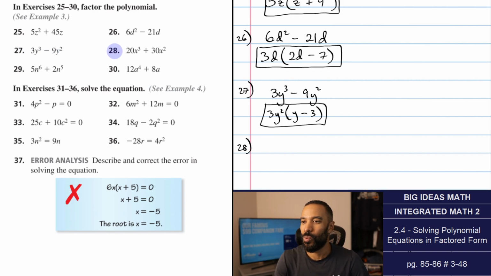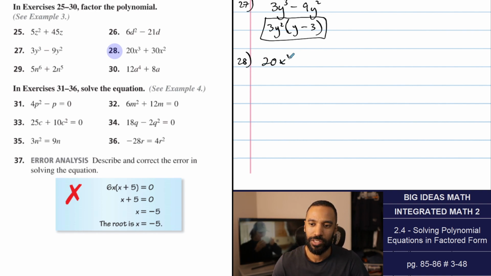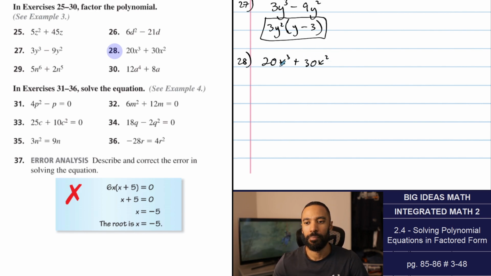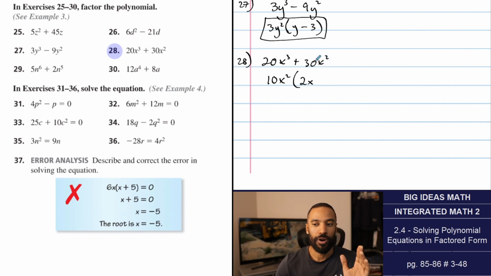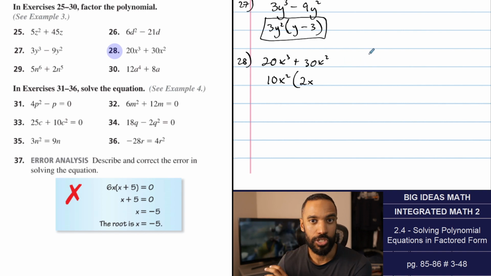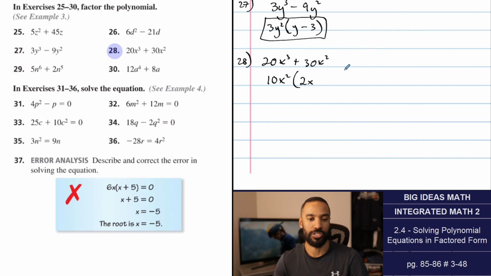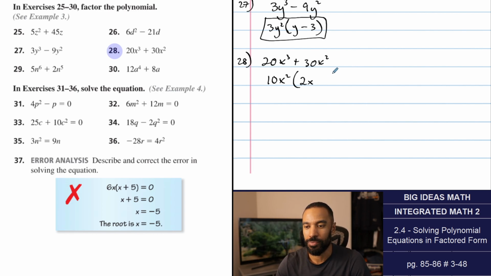Number 28, 20x cubed plus 30x squared. 20 and 30 can both divide at most by 10. Sure, it can divide by 2 and 5, but also 10. And x squared is the largest one. Once again, here's the benefit of standard form. If you're in standard form, you know that the most x's that can divide out are the ones from the last term in the list, if there are x's that can divide out. I'm waiting to find one that can't. Doesn't seem like we're running into those.